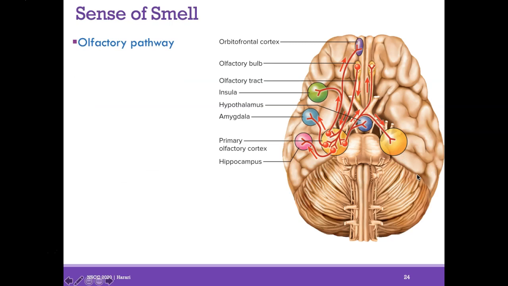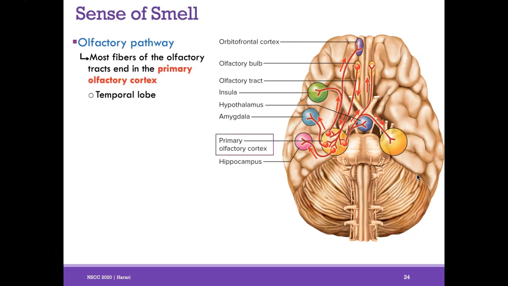So this is an overview of the projection pathways of the brain. After we go from the olfactory bulb, from the olfactory bulb, you go through the olfactory tracts to the primary olfactory cortex of the temporal lobe. From there, signals travel to several secondary destinations into the cerebrum and the brainstem.